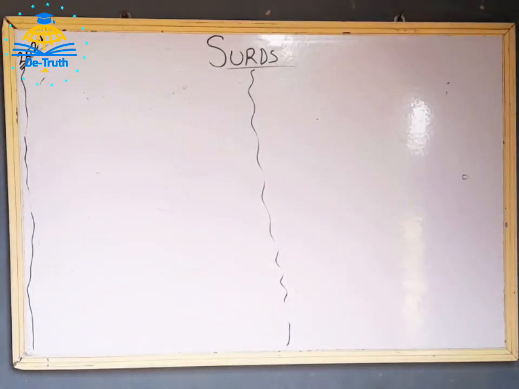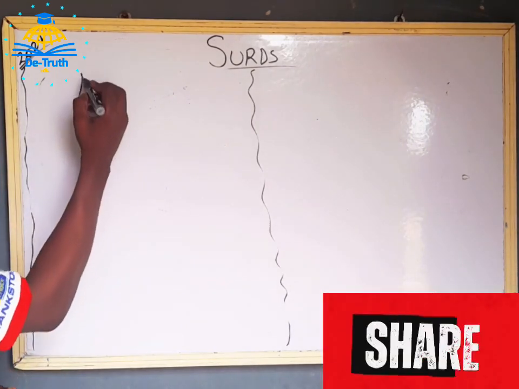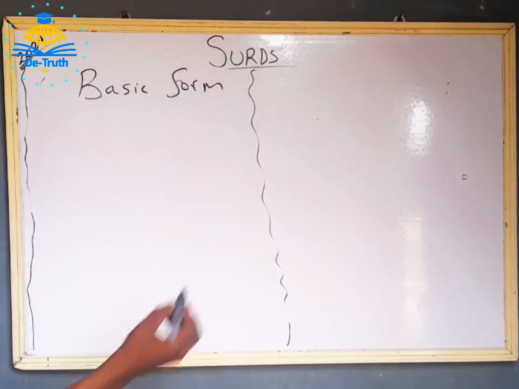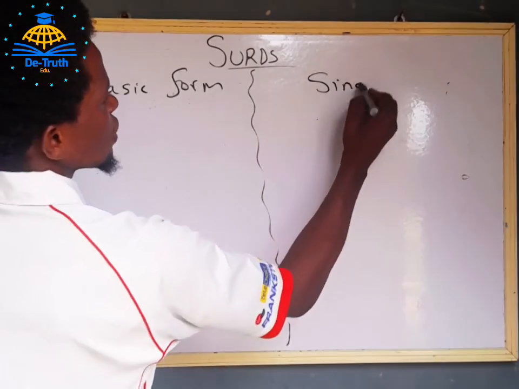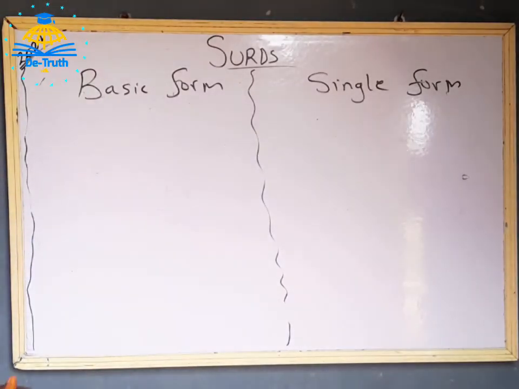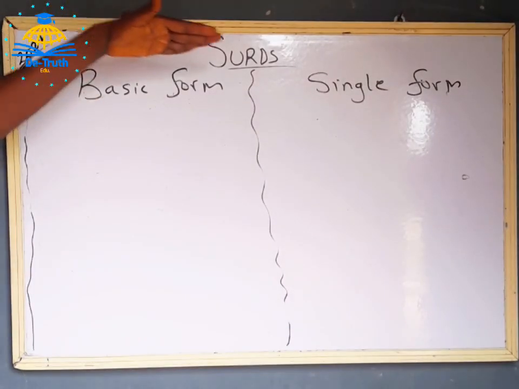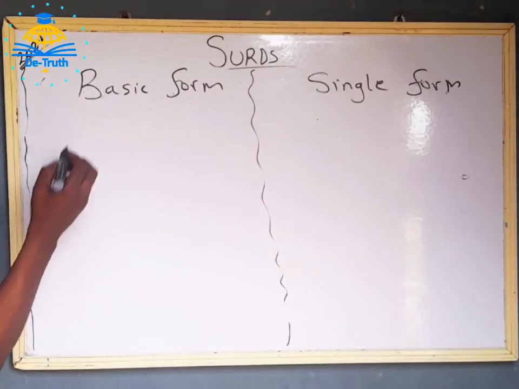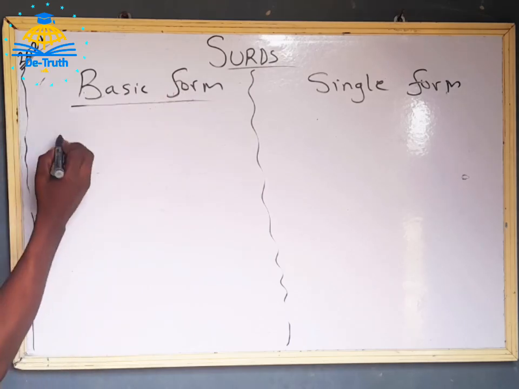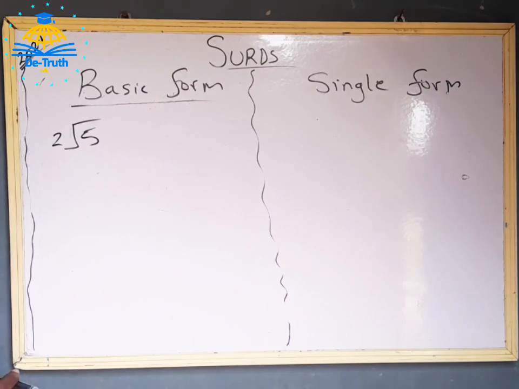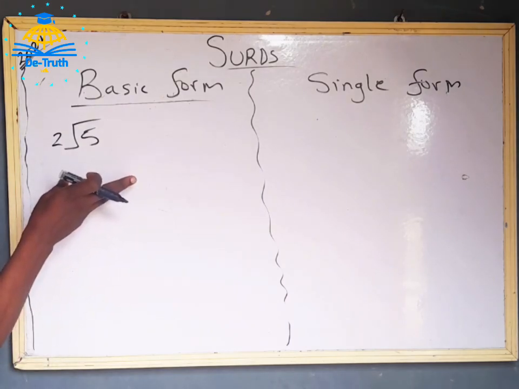Let's look at some things about SURD. SURD can be written in 2 forms: basic form as well as single form. Any SURD written in basic form can be converted to single form, and likewise, from single form to basic form. The basic form of SURD is just like we have 2 root 5.